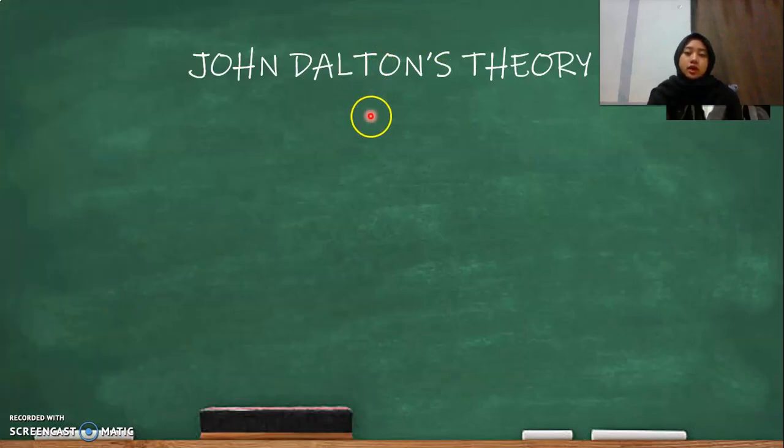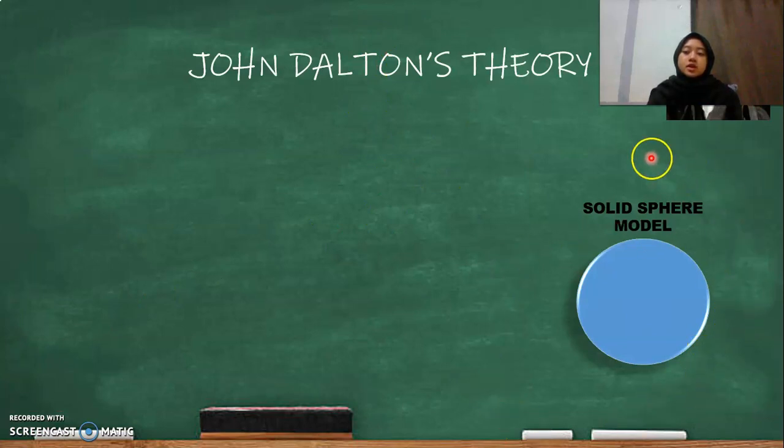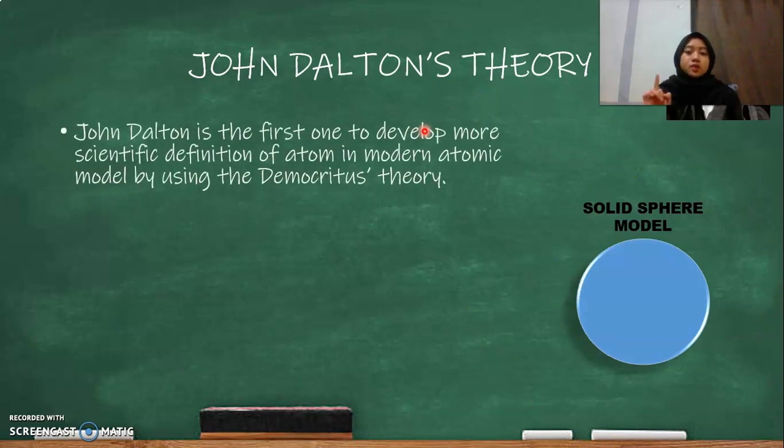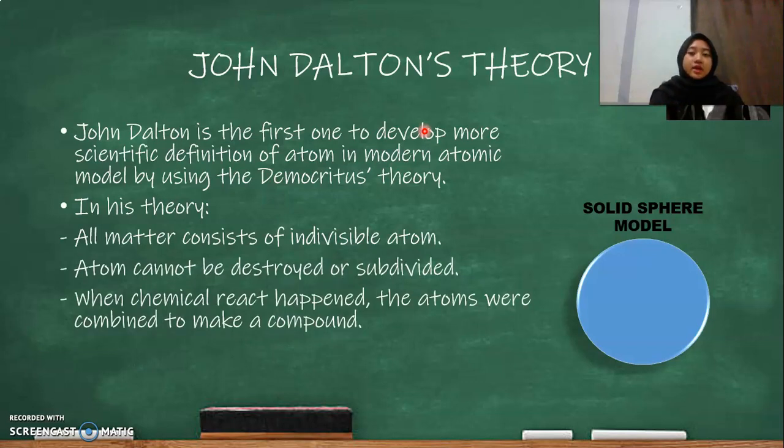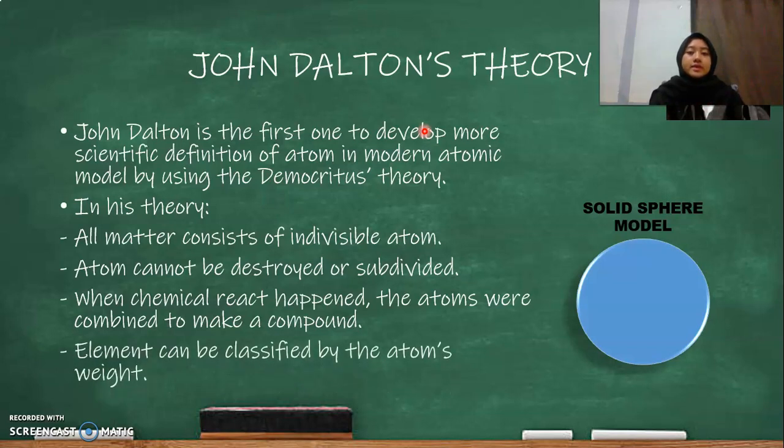The John Dalton's theory. So this is the example of the solid sphere model or the atomic model. John Dalton is the first one to develop a more scientific definition of atom in the modern atomic model by using the Democritus theory. His theory is pretty similar to the Democritus theory, which is all matter consists of indivisible atoms. Atoms cannot be destroyed or subdivided. When there is a chemical reaction, the atoms will combine to make a compound. And then elements can be classified by the atom's weight.